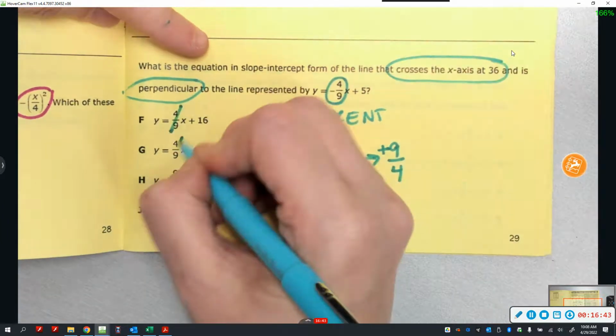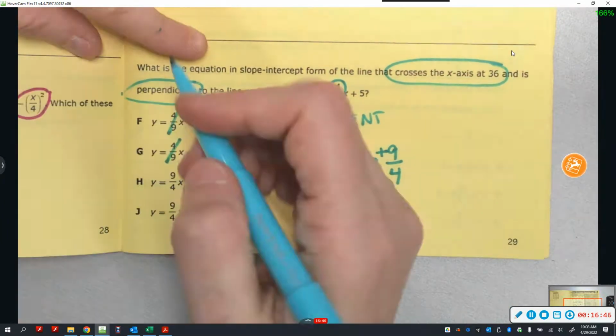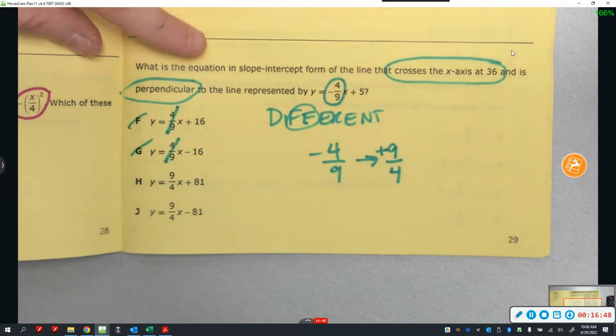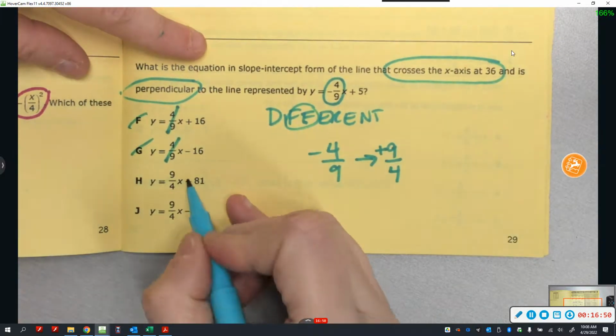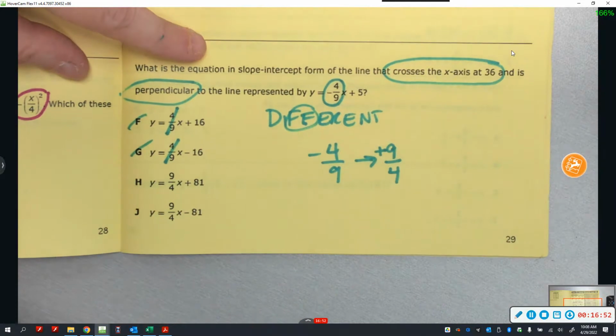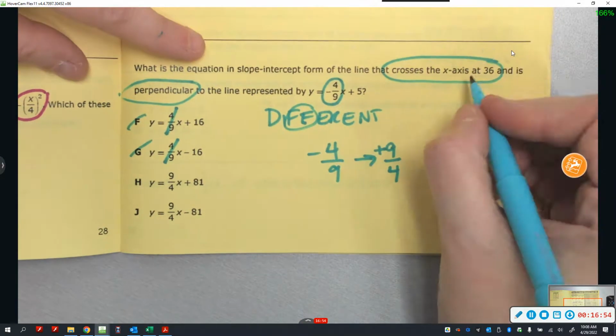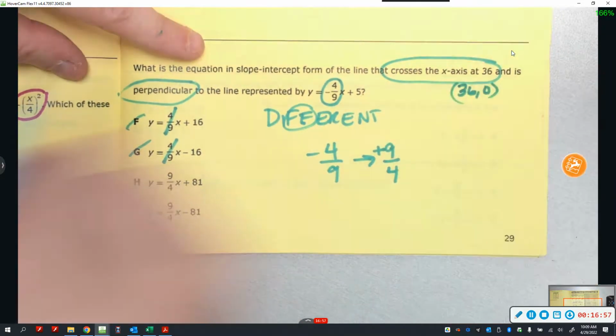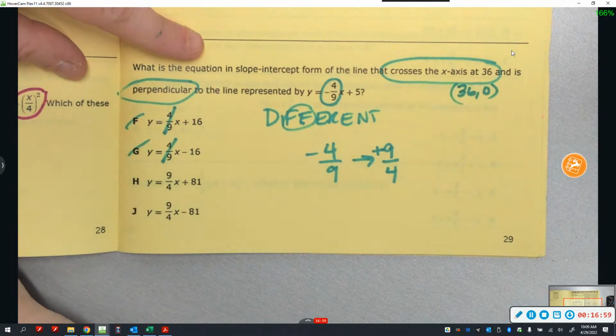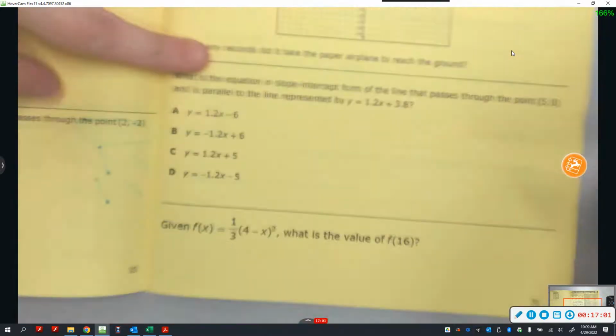Well, that eliminated two answers for me immediately. F and G are gone. Now all I've got to do is put these two equations in Y1 and see which one crosses at 36. So that would be 36, 0. I will be looking for a 0 at 36. Okay? Same thing here. Let's look at this guy right here.